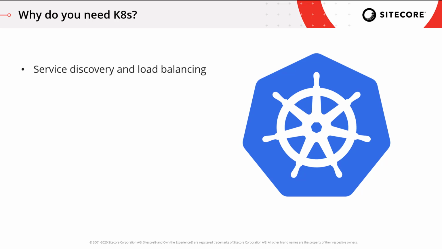Kubernetes can expose a container using a DNS name or its own IP address. If traffic to a container is high, Kubernetes is able to load balance and distribute the network traffic so the deployment is stable. Kubernetes allows you to automatically mount a storage system of your choice. This could be local storage, public cloud providers, or many other ones.